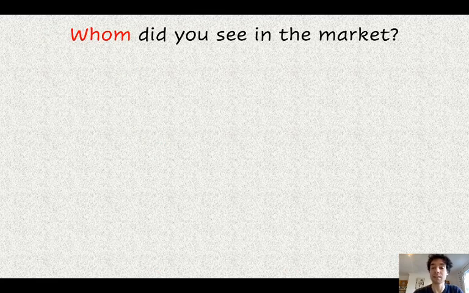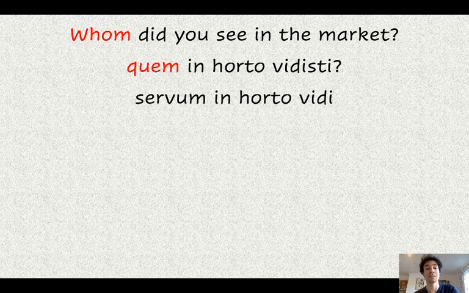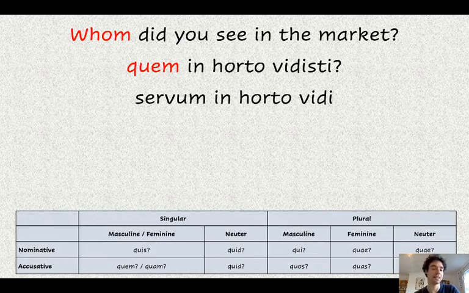Whom did you see in the market? In this case, the interrogative pronoun whom is not the subject of my sentence. In fact, the subject is you. Whom did you see in the market? The interrogative pronoun whom is the object. So I need not the nominative case, I need the accusative case, which is quem. Quem in horto vidisti? Servum in horto vidi. So if I look at my table, again, I have used quem because this is the accusative singular.